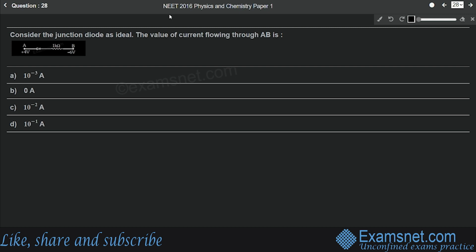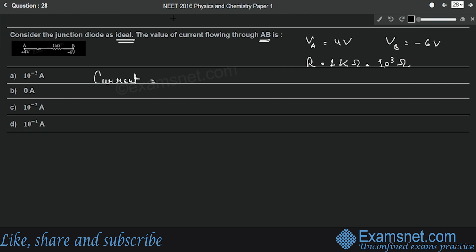Question number 28 is from the chapter Semiconductor Electronics, and the question is, consider the junction diode as ideal. The value of current flowing through AB is. So we have 2 points A and B. The potential at A is given as 4 volt and potential at B is given as minus 6 volt. Resistance is given as 1 kilo ohm, that means 10 to the power 3 ohm. Now we have to find out the current.